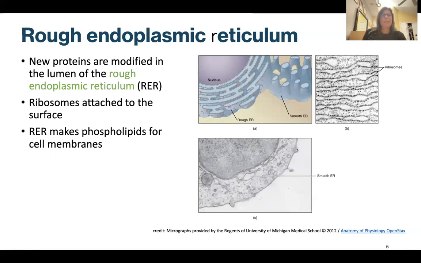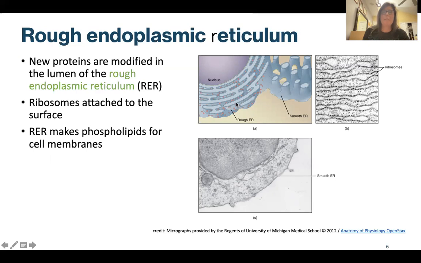Now, new proteins are modified in the lumen on the inside of the rough endoplasmic reticulum. So you have these organelles called ribosomes. Ribosomes are going to make proteins. Ribosomes start off free, meaning they're floating in the cytoplasm. As the ribosome starts reading the instructions, there are instructions to tell it to stay free or to attach. If it's attached, it needs to hook up with the rough endoplasmic reticulum.